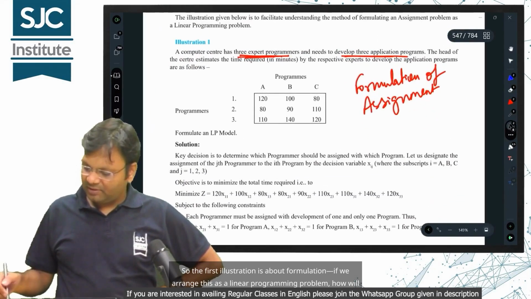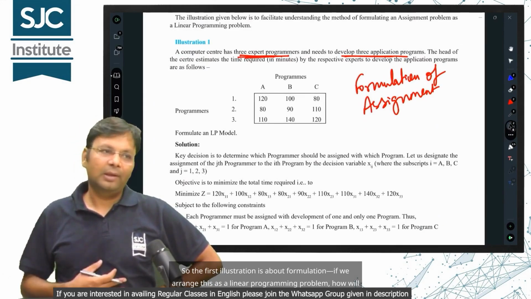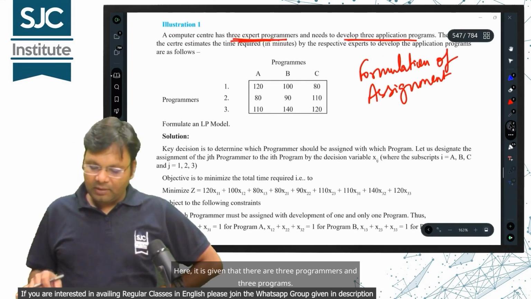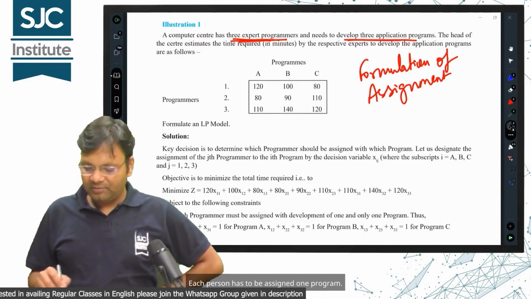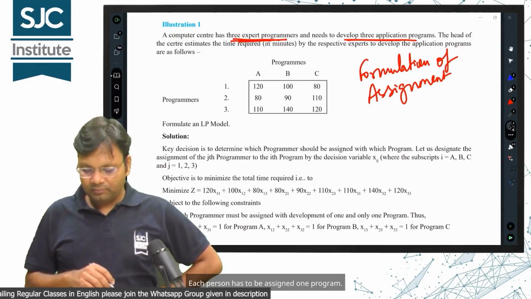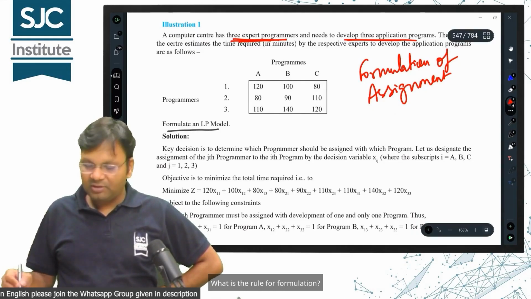So the first illustration is about formulation. If we arrange this as a linear programming problem, how will it be set up? Here, it is given that there are 3 programmers and 3 programs. Each person has to be assigned 1 program. Now tell me, how will the formulation be done? What is the rule for formulation?